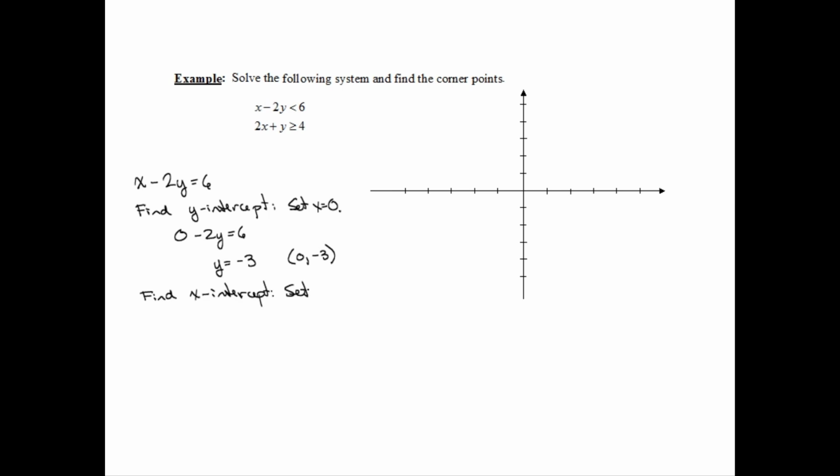And to do that, we will set y equal to 0. And so now I get x minus 2 times 0 is equal to 6. And so that tells me that my x is 6. And so this gives me the point 6, 0.